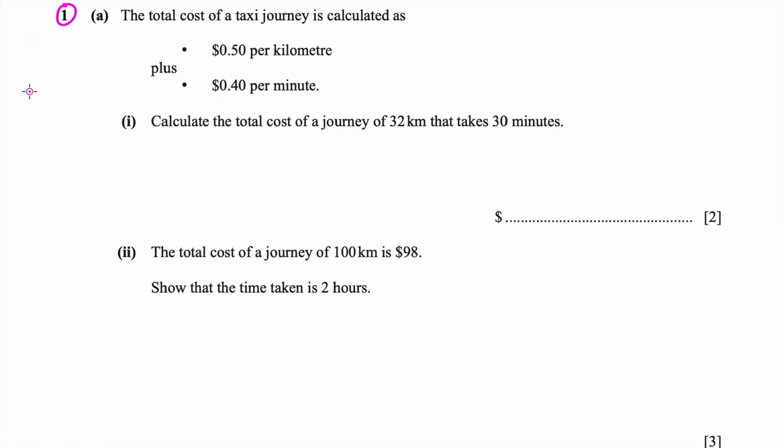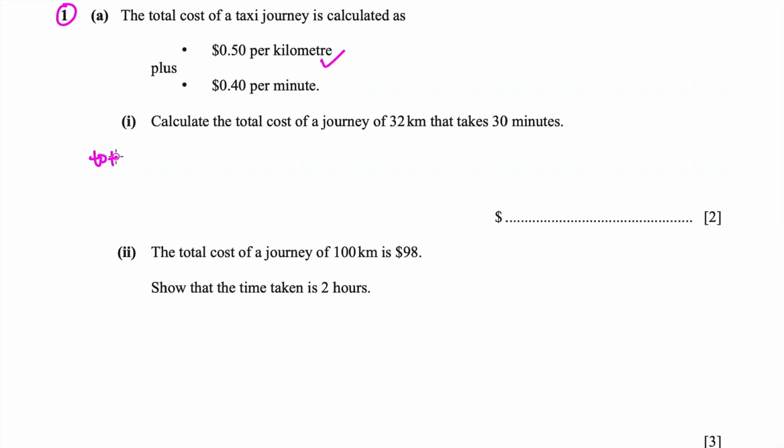The total cost of a taxi journey is calculated as $0.5 per kilometer and $0.4 per minute. Calculate the total cost of a journey of 32 kilometers that takes 30 minutes. Okay, so this question is pretty straightforward. This taxi journey is billed by the kilometer as well as by the minute.